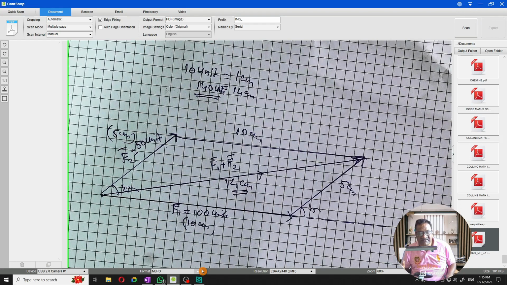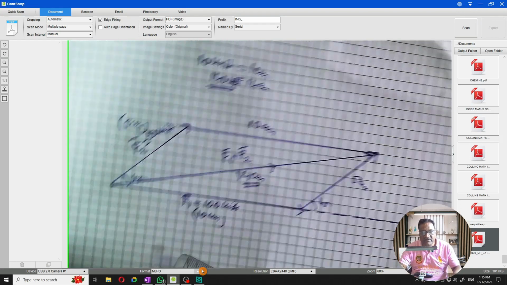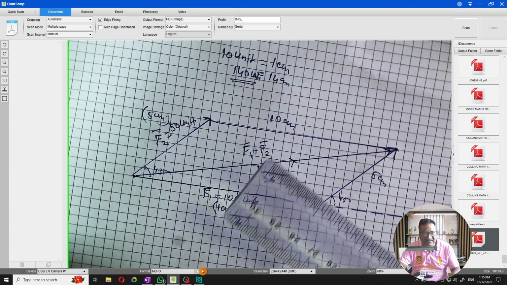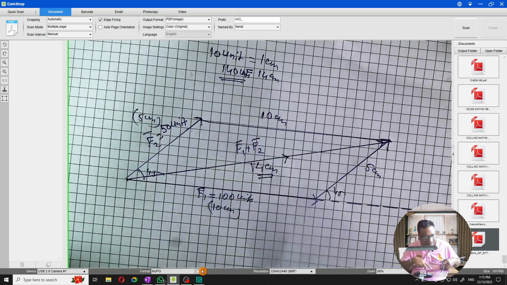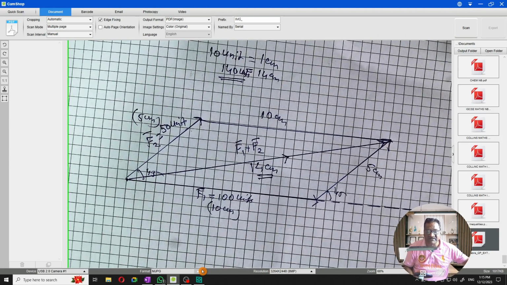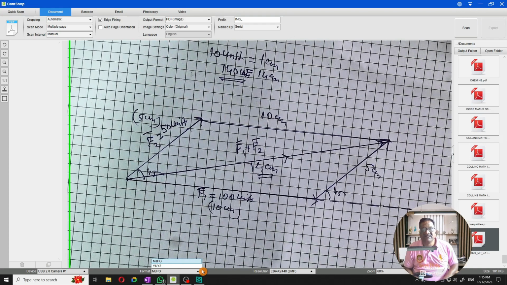Is that clear? So that is how you have to deal with this addition of vectors, and graphically this is how you are supposed to solve this question. I hope this was clear to you.